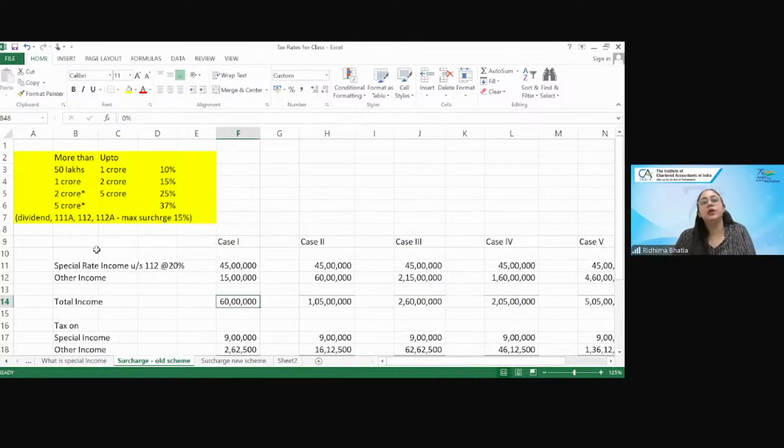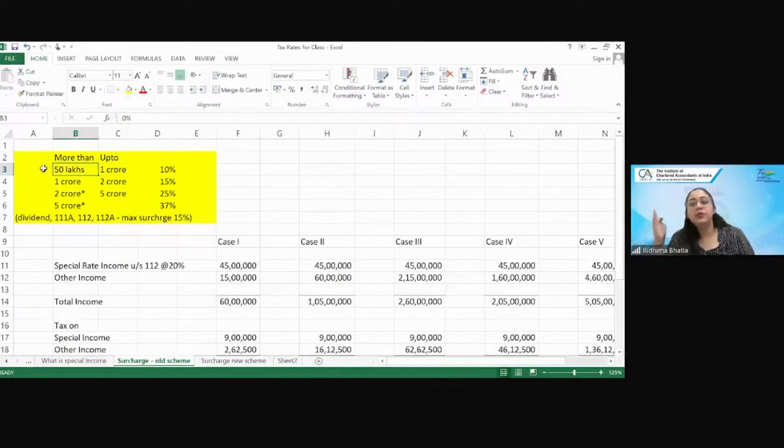Everyone on the screen, please. Here we're strictly talking about individuals, HUF, AOP, BOI, and AJPs. If my income is more than 50 lakhs, surcharge gets triggered. Up to an income of 50 lakhs, there is no surcharge. Surcharge gets triggered immediately after an income of 50 lakhs. No one will tell you in the question that you have to compute the tax liability considering surcharge. If the income is more than 50 lakhs, you automatically have to consider surcharge.